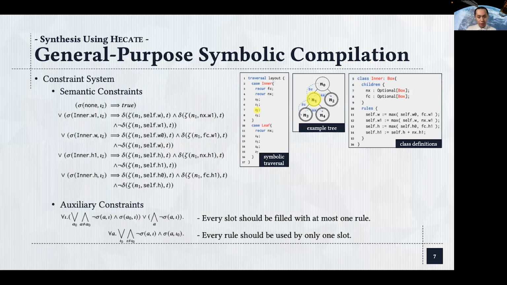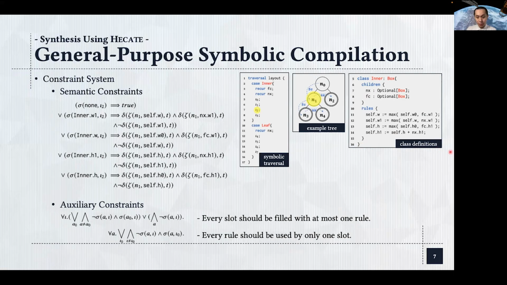Since Hecate is built upon symbolic compilation, it makes sense to first understand the problem of general-purpose symbolic compilation. Recall that a general-purpose symbolic compilation faithfully executes the traversal and assembles all the constraints. Here, we still use the motivating example to illustrate the potential problems.